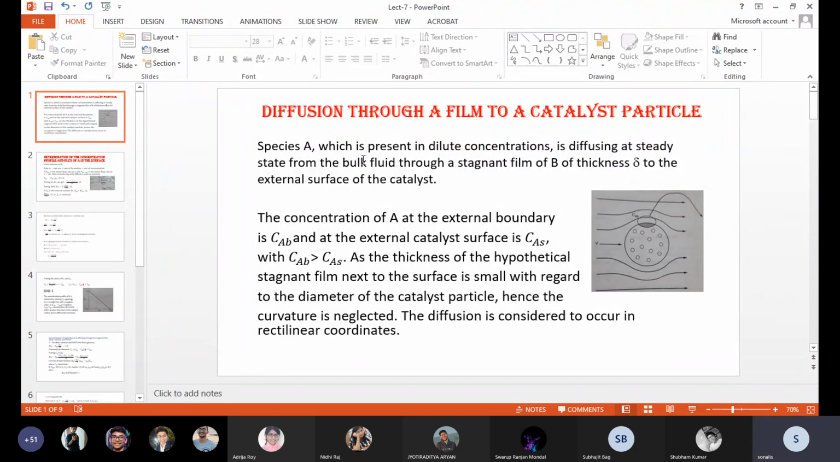Here species A is present in dilute concentration. Another assumption is A is in dilute concentration. If it is in dilute concentration, then bulk movement we can neglect. We can focus only on the diffusional movement of A, and it is diffusing at steady state already.